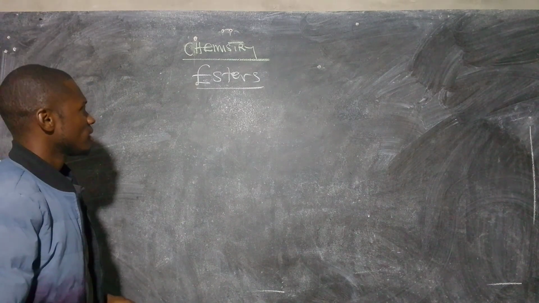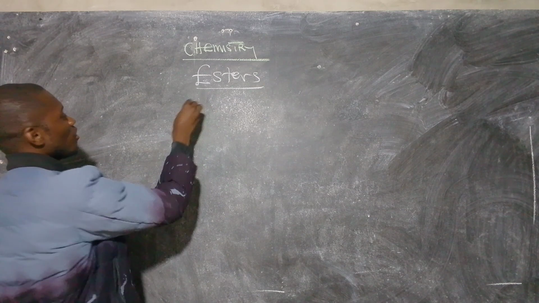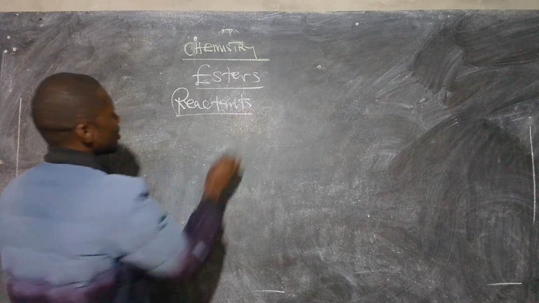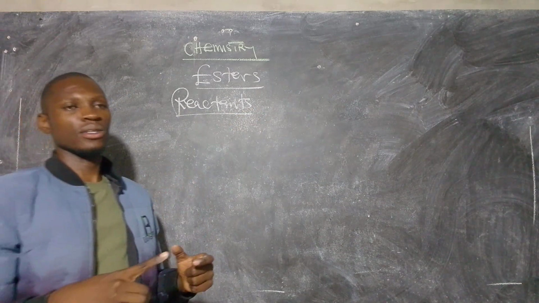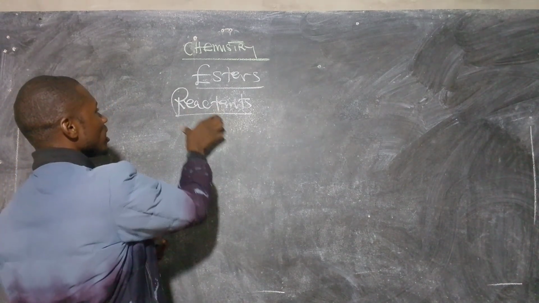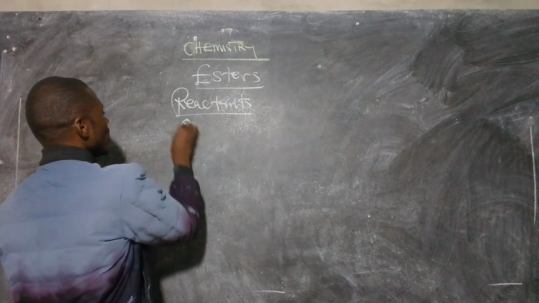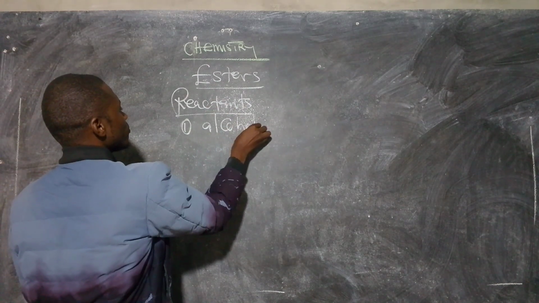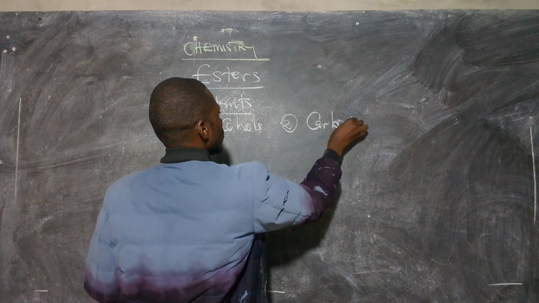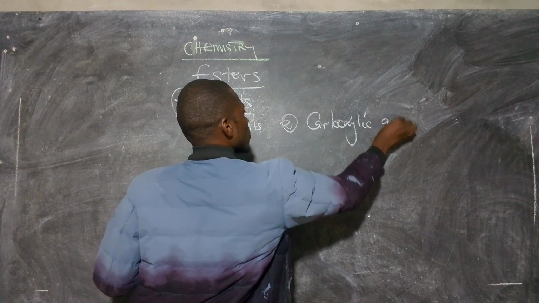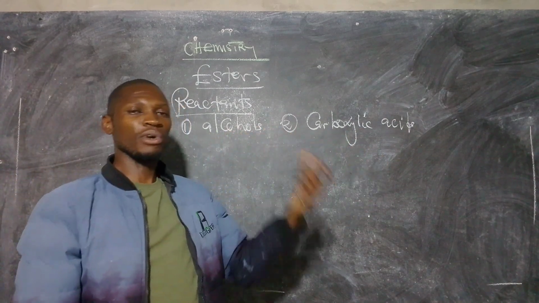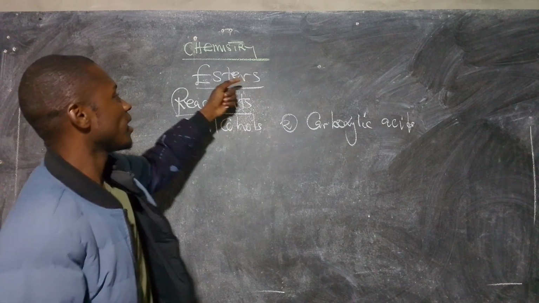So under esters, we know that the reactants of esters, talking about the reactants, these are things which will react, or substances will react in order to form a product. So the reactants of esters, number one, we have alcohols, then number two, we have carboxylic acids. So these are two reactants which will react in order to produce an ester.